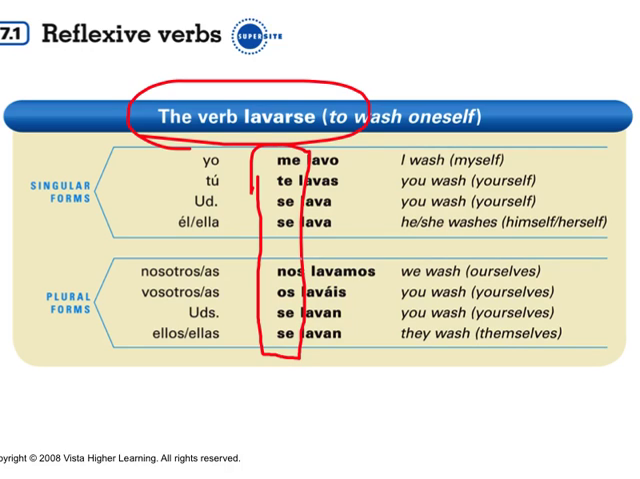Me, te, se, nos, os, se. Remember, usted, él, ella use the same reflexive pronoun, se. Likewise, ustedes, ellos, ellas use the same reflexive pronoun, se. Me lavo, te lavas, se lava, nos lavamos, os laváis, se lavan. So you're going to use regular AR verb endings, but because it's reflexive, you need to use the reflexive pronoun.